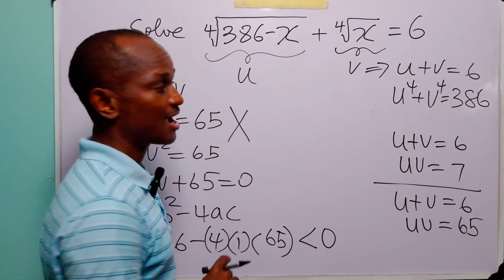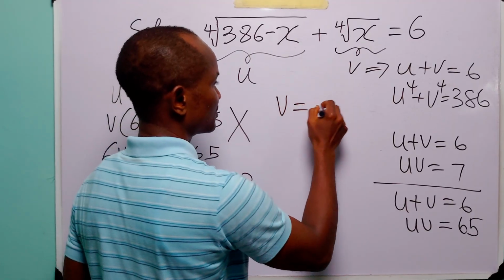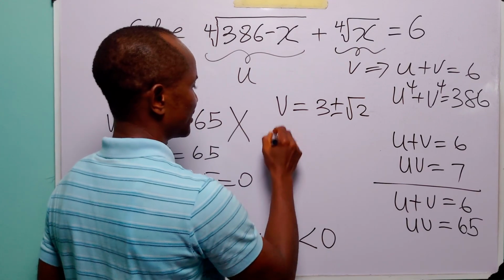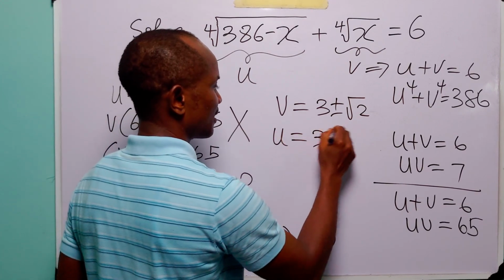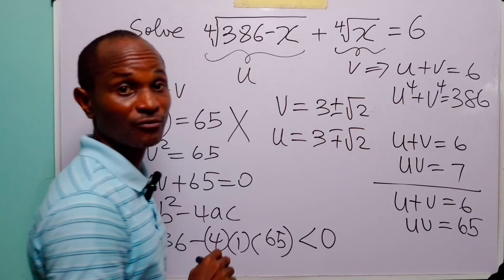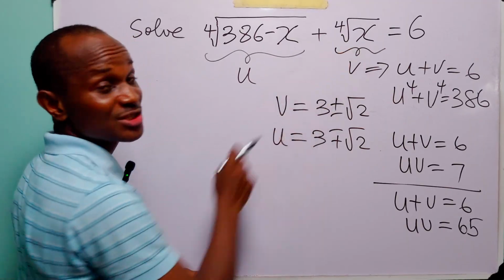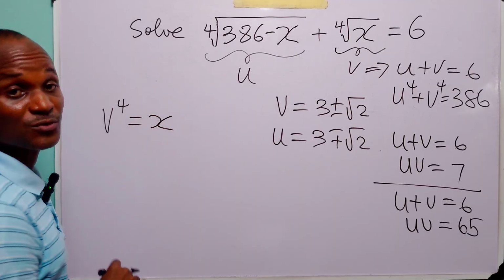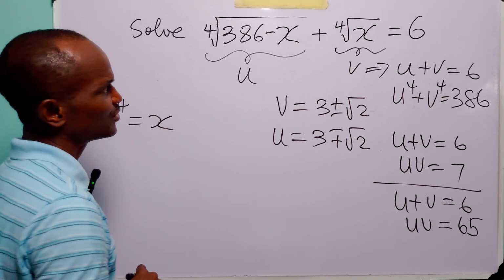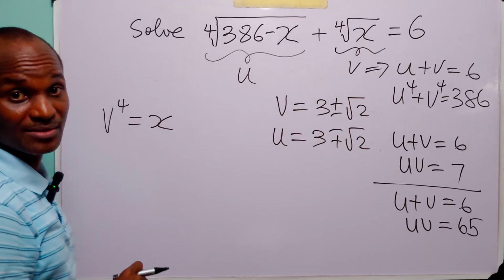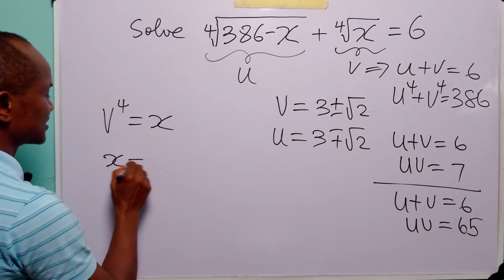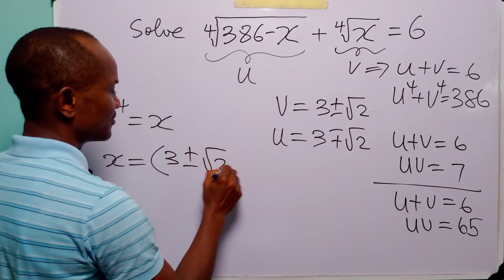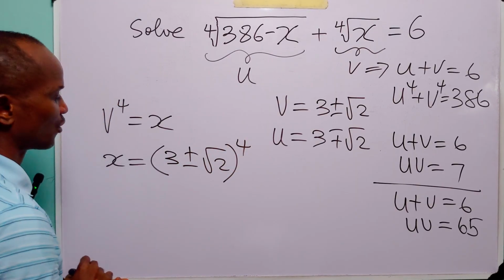The only real roots we have are v = 3 plus or minus the square root of 2 and u = 3 minus or plus the square root of 2. Now from this substitution, we have that v to the power 4 is equal to x. So that means that the values of x that satisfy this radical equation are x = (3 plus or minus the square root of 2) to the power 4.